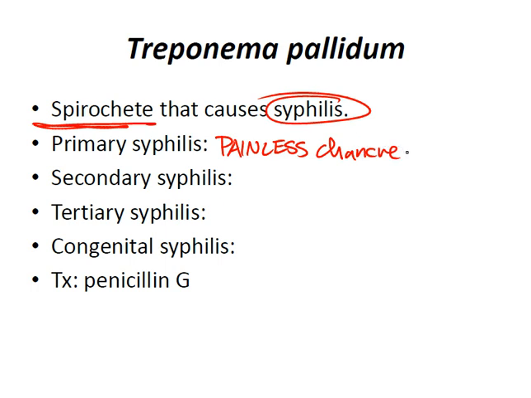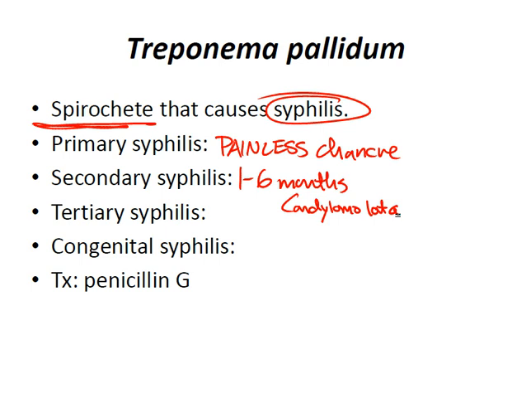Now secondary syphilis is going to come 1 to 6 months later, and it's going to be a symmetric non-pruritic rash on the palms and soles of the feet. This rash can be macular, papular, or pustular in appearance. And condyloma lata are smooth, flat lesions that occur in moist, intertriginous regions like perianal areas, vulva, scrotum.